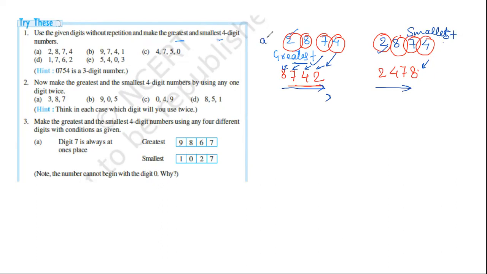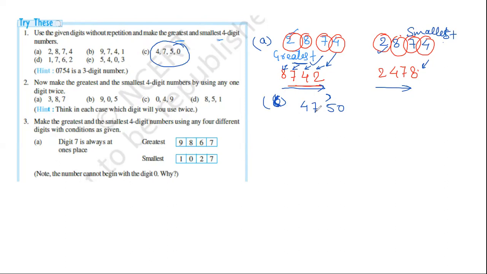So this was about your A part. One more I'll do, and the rest of them you try at home. I'll take a number in which 0 is present. So I'll take 4750. I'm taking the C part.